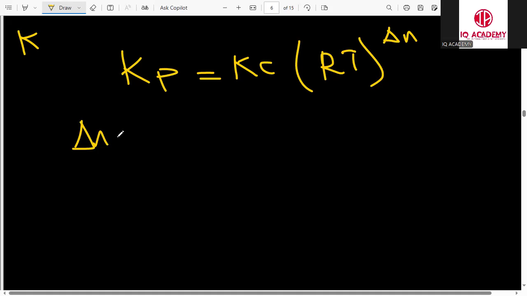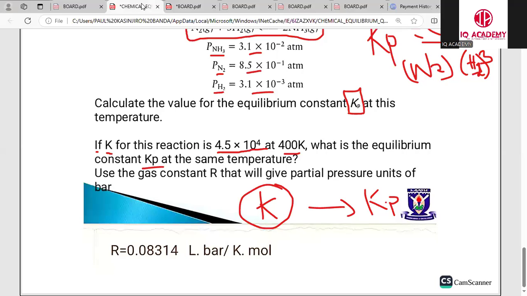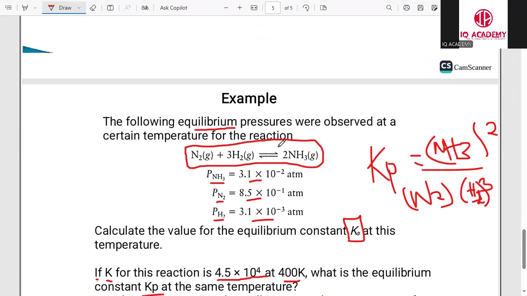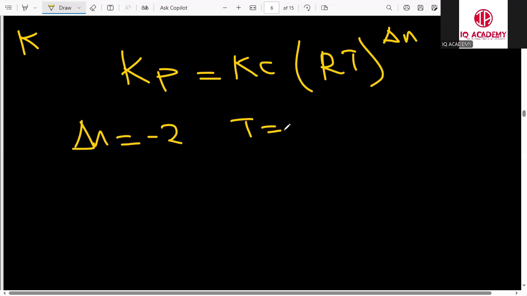For the change in moles, you look at the molecules on your left and the molecules on your right. Here, the molecules on my right, we just have 2. So it will be 2 minus the molecules here, I have 1 plus 3, so I have 4. So the change in moles will just be minus 2. So our delta N here will be minus 2. And then the temperature, we were told it's 400 kelvins. Always change the temperature that you've been given to kelvins. In case they give you degrees, change it to kelvin.